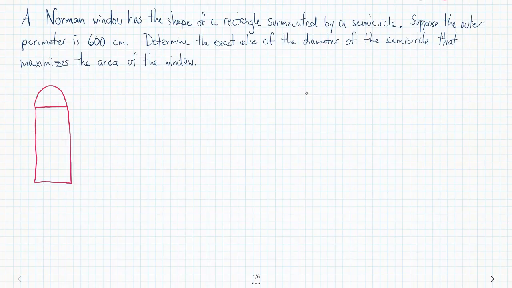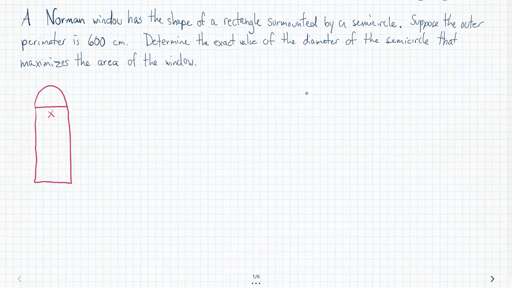Okay, and we have to suppose that the outer perimeter is 600 centimeters, so meaning this distance right around all the way on the outside. Determine the exact value of the diameter of the circle that maximizes the area. So the diameter, what we'll call x for right now.